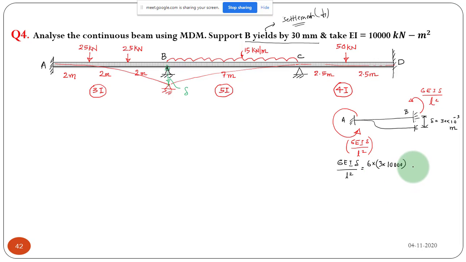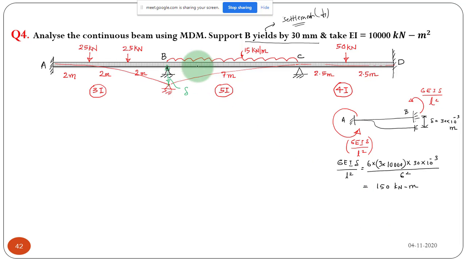kilonewton meter square, EI into delta. What is the value of delta? 30 into 10 power minus 3, divided by L square. What is the length of this beam? 2 plus 2 plus 2, 6 meter, L square. We can do this calculation and get the value. This will come to 150 kilonewton meter. This is the additional moment coming in the span AB, an anti-clockwise moment at both joints, 150.